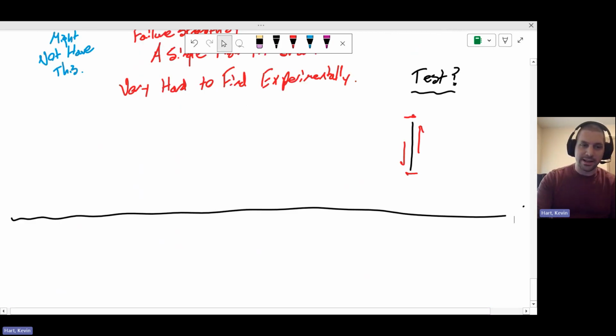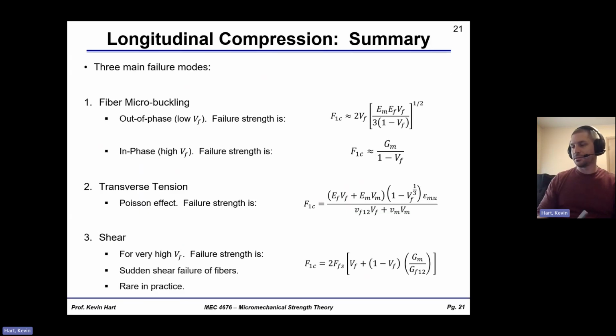I did put together a slide for you guys. I'll just pop it on the screen here really quick. This is a slide in the notes. It puts all of that information together in one spot. So here's your summary for longitudinal compression. There's these three main types of mode: out of phase microbuckling, in phase microbuckling, transverse tension with Poisson effect, and then this macro scale shear. Here's the information associated and how you might calculate all these particular things.